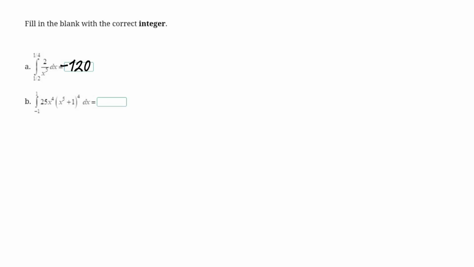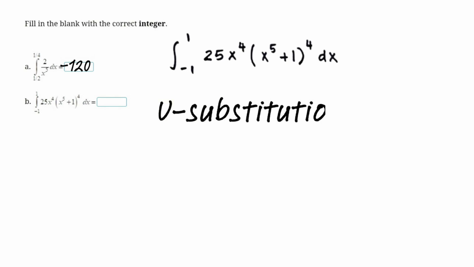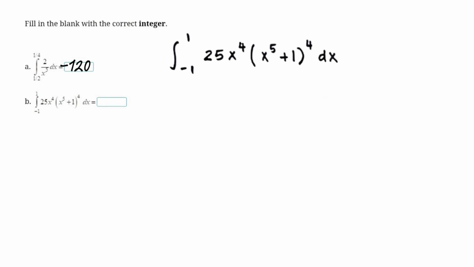All right, let's have a look at part B. We are breaking down a definite integral that looks complex at first glance, but is actually a perfect example for one of the most powerful techniques in calculus, U substitution. Take a look at the integrand.